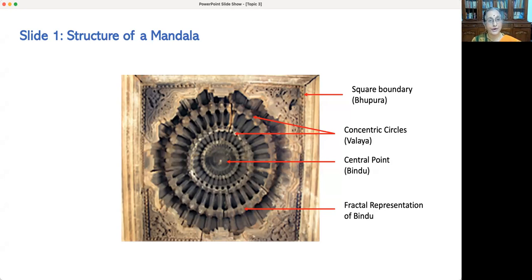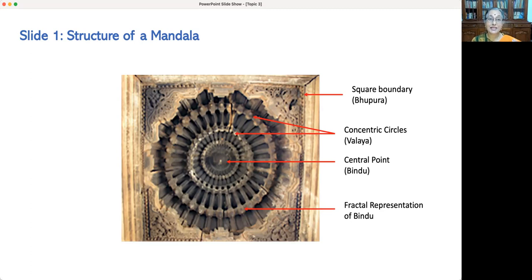Around the central point, the body of the mandala has 3 or 5 concentric circles called valaya. All circles have patterns in varying size. The lotus bud motif repeats in all circles as fractals. These designs are beyond mere decoration and symbolize some aspect of cosmos.